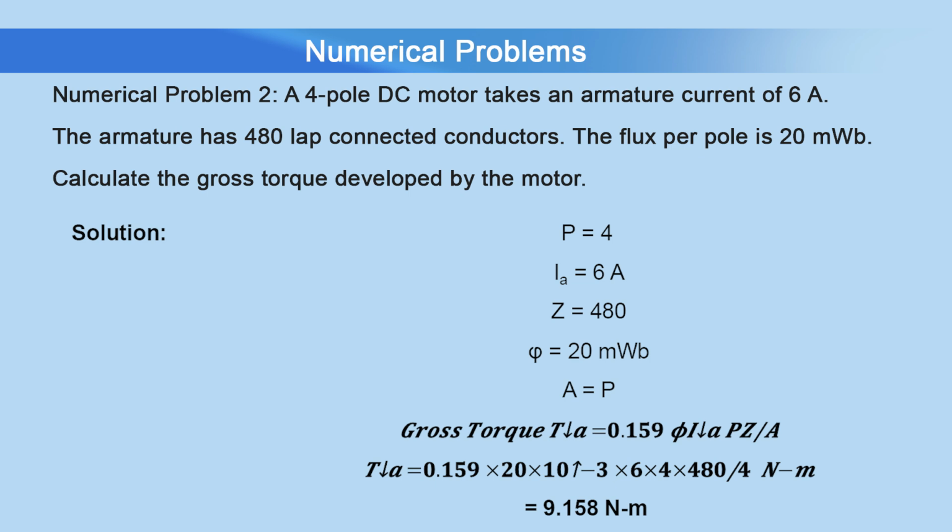Here all the values are given. By substituting the values of phi, Ia, P, Z and A, you will get the value of the gross torque. Finally, you will get the torque, which is 9.159 Newton meter. So that is another problem.